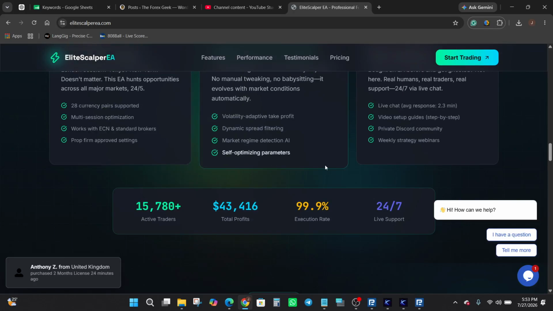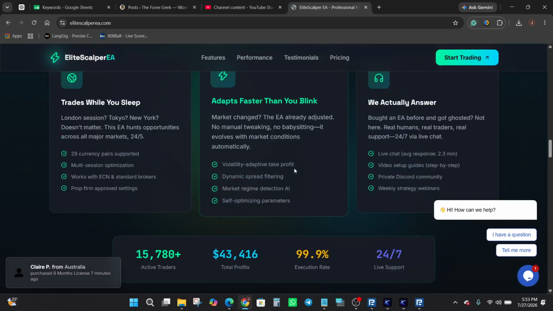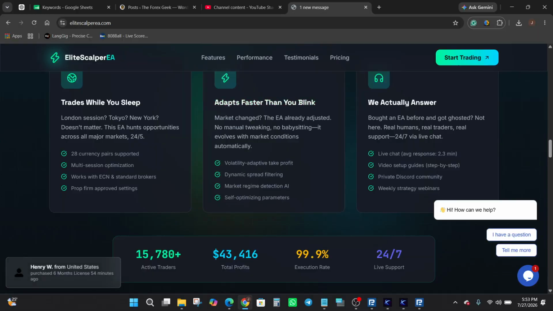Another feature discussed is market adaptation. According to the website, the EA uses volatility adaptive take profit levels, dynamic spread filtering, market regime detection, and self-optimizing parameters. These are presented as ways for the system to adjust as market conditions change, although the website doesn't explain the underlying logic in detail, so there is only so much we can verify from the available information.